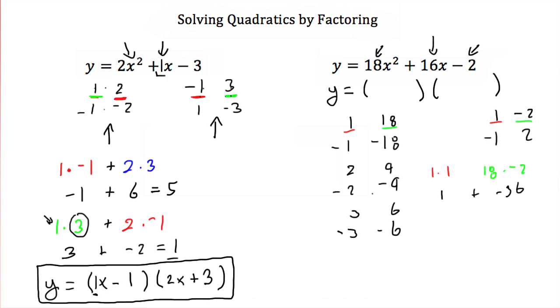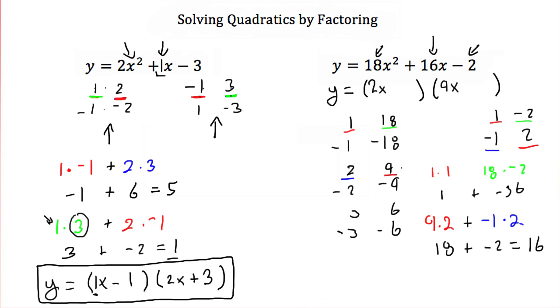The pair that does work is if we multiply 9 times 2 and negative 1 times a positive 2. If we multiply those together and then add them, 9 times 2 is 18, and negative 1 times 2 is a minus 2. So if we add those, we'll get a 16, which is what we were looking for. So if we multiplied 2 and 9, that means one of these terms has a 2x in it, and one of these terms has a 9x in it.